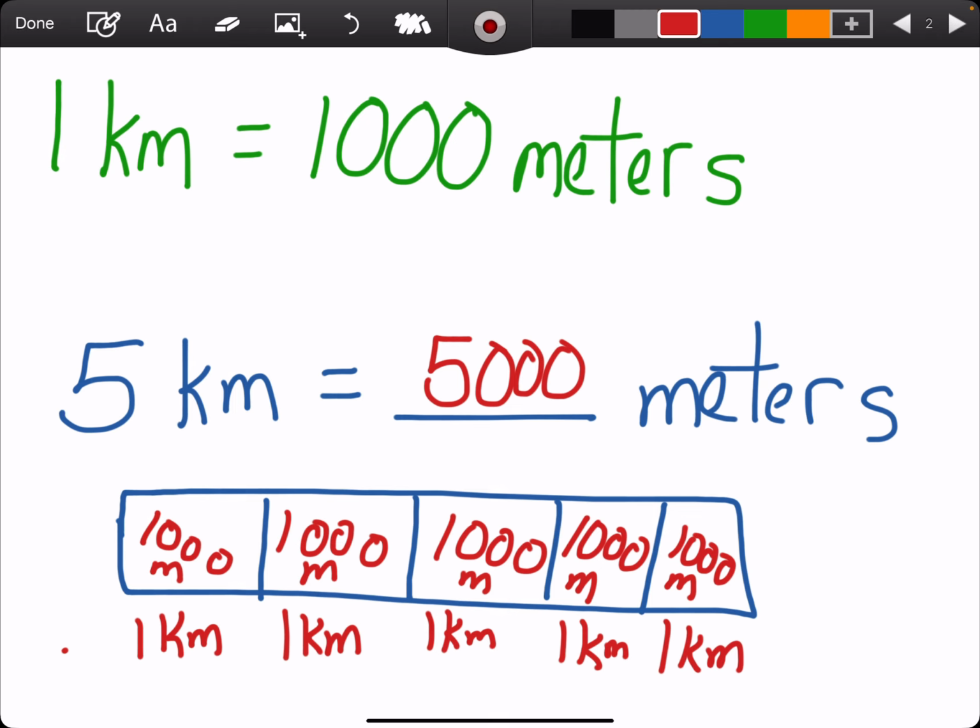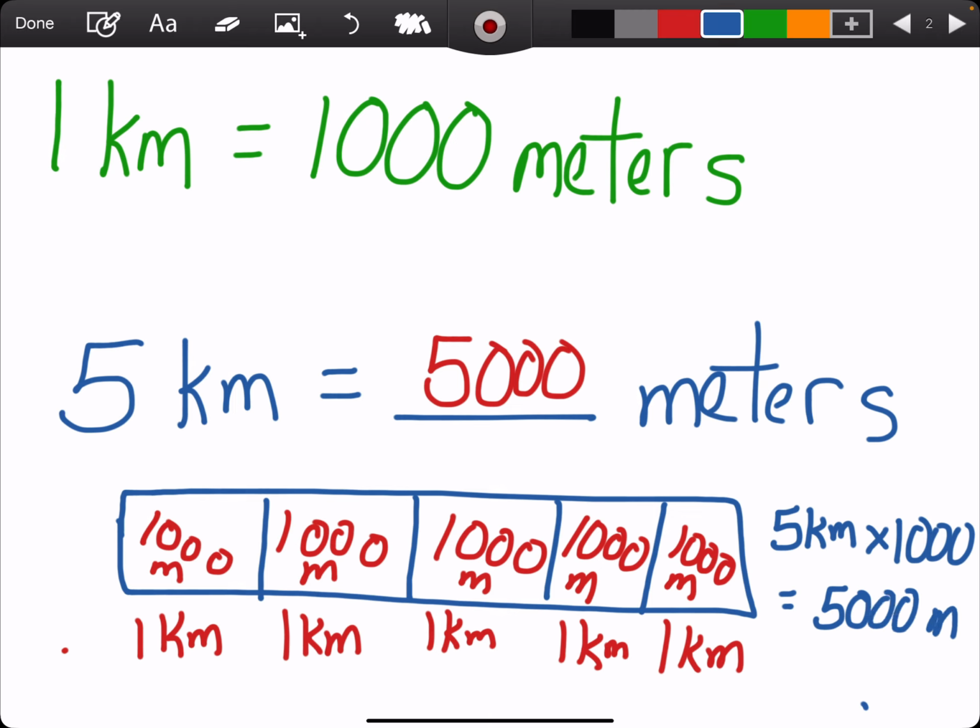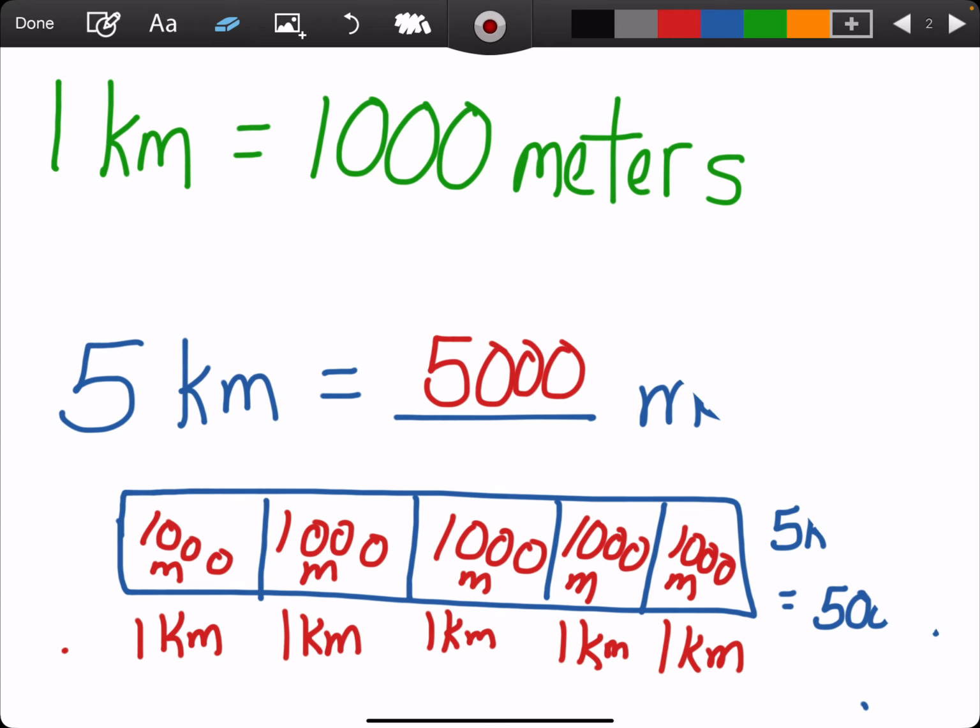Now that's how you could show it with a tape diagram. Or you could say that 5 kilometers times 1,000 equals 5,000 meters. You would say, 5 times 1,000 equals the 5,000 meters. And that is what we did right here by doing 1, 2, 3, 4. We have 5 kilometers, 5 times 1,000.